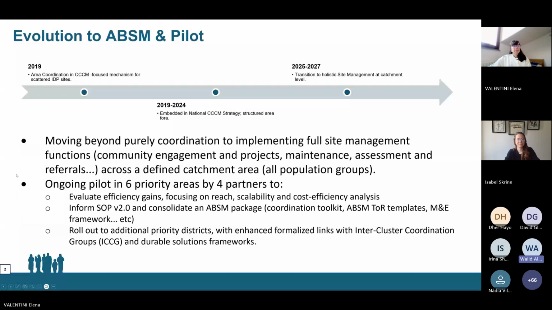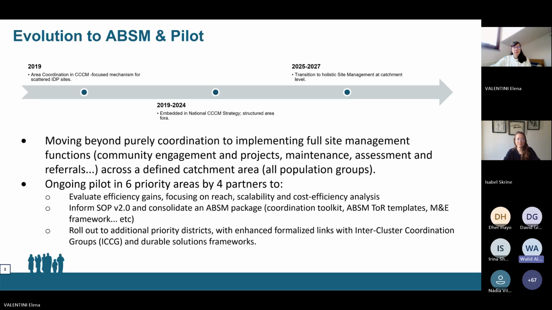But now where we're going, so this all started in 2019, almost immediately after we established the cluster, we saw the need to have some level of area coordination just because of the aspects I've explained about the nature of displacement in Yemen. And from 2019 to 2024, they were embedded in the cluster strategy through being included in the coordination system, but also through supporting structured area forums.